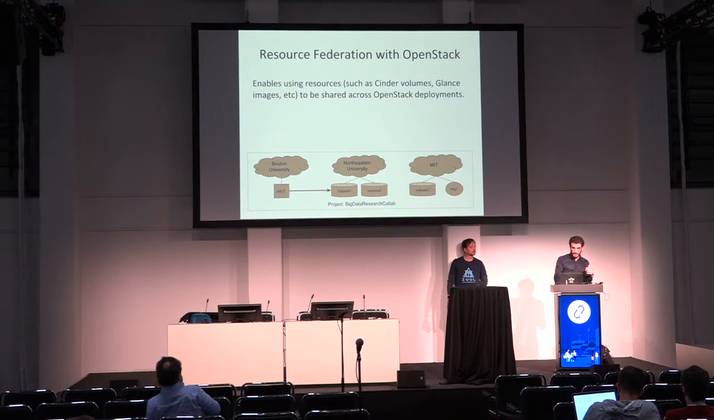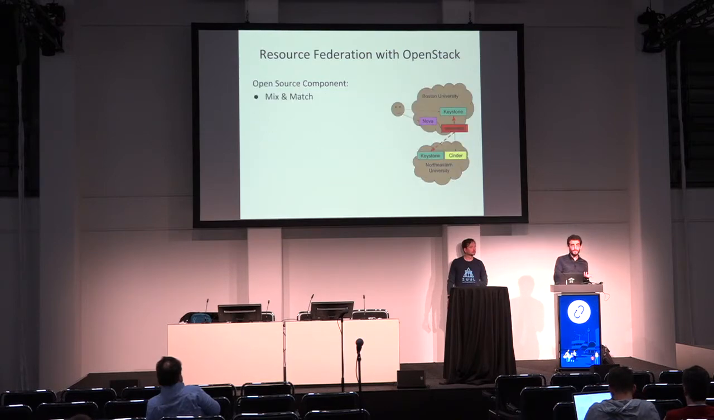And for this purpose, we have built Mix and Match, which is an open source API proxy. It does Keystone to Keystone federation between OpenStack clouds and forwards API requests to the appropriate deployment. So the Nova service will be able to use Cinder volumes from a different service in a different cloud.